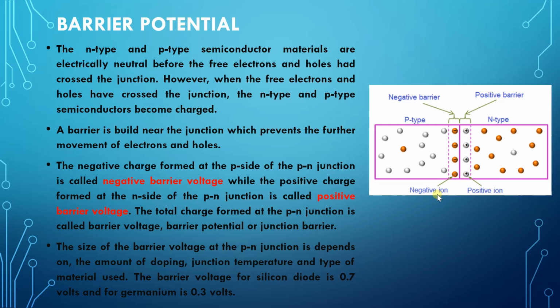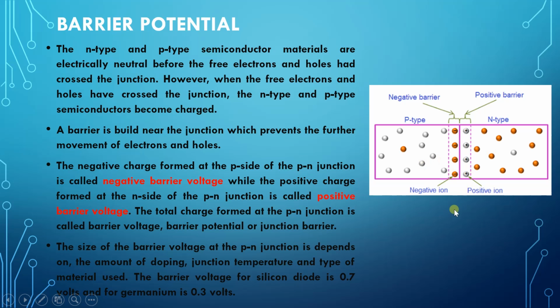The size of the barrier voltage at the PN junction depends on the amount of doping, the junction temperature and the type of material used. The width of this barrier voltage depends upon the amount of doping, means if they are heavily doped or lightly doped, what is the junction temperature, and which material is used for P-type or N-type semiconductors.